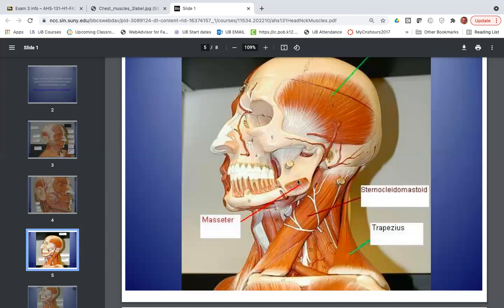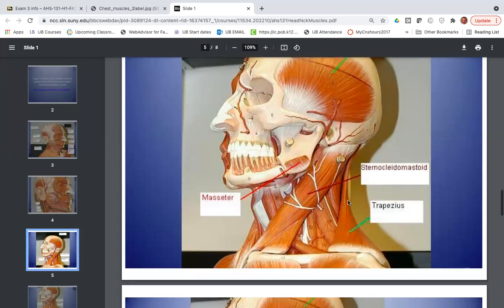Here's the masseter that's cut, right? Otherwise, it would go up in this direction. But this is one of the insertions of the masseter on the lower jaw. From the side view here, we can see the upper trapezius muscle. Right here is the trapezius.